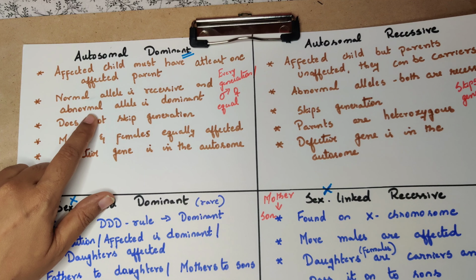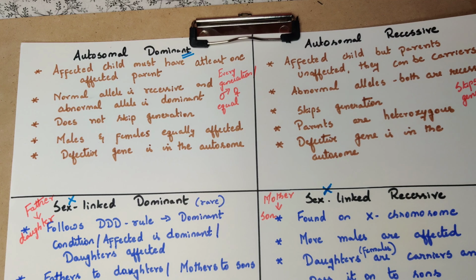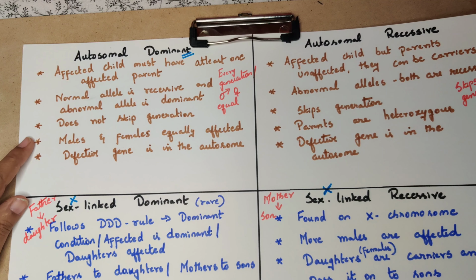Here, the disease causing or the genetic trait that is present in a gene is actually the abnormal gene and it is dominant. A recessive gene is actually normal and it is recessive. And it does not skip generation. Every generation, if you are going to find one affected person, that you can definitely close in on dominant. The next part of your solution should be whether it is autosomal or sex-linked. That is what you should see.